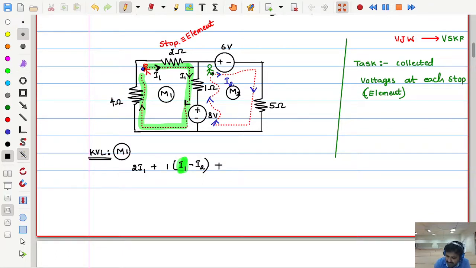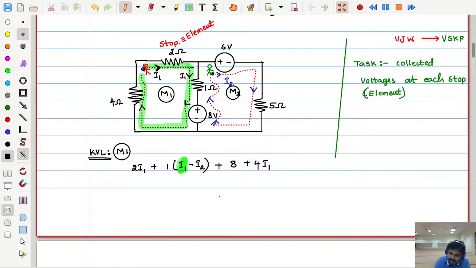Next element is common, but this one has a readily available voltage source. How much is that? 8. So in my journey, if I come across positive, I'll take positive. Regarding the resistors, you always consider positive. I'll tell you the logic behind that later on. Next is plus 4 into... is the 4 ohms common with somebody, or is it only with me? So I'll write 4 into I1. What I did is simply KVL for this mesh.